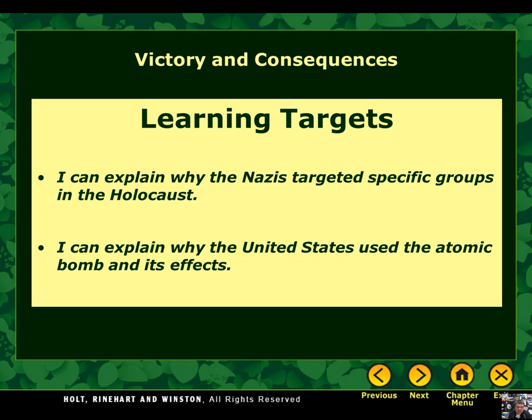You have two learning targets. The first is I can explain why the Nazis targeted specific groups in the Holocaust. And the second is I can explain why the United States used the atomic bomb and its effects on the world.